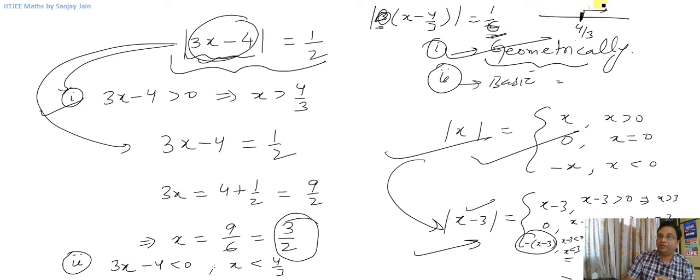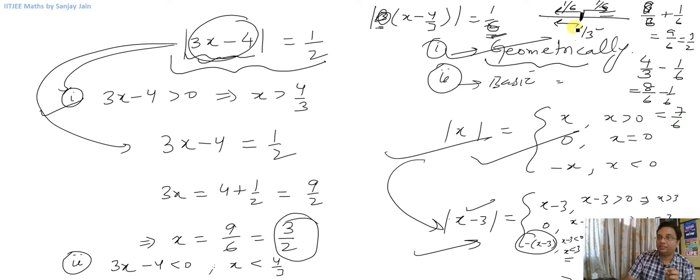So I will go 1 by 6 to the right and 1 by 6 to the left of 4 by 3. When I go to the right, I will add 1 by 6 to it. That means 4 by 3 can always be written as 8 by 6, right? So it will become 9 by 6, that is 3 by 2. When I go 1 by 6 to the left of 4 by 3, the number that I'll get is 4 by 3 minus 1 by 6. Again, I will write it as 8 by 6 minus 1 by 6, that is 7 by 6, right?